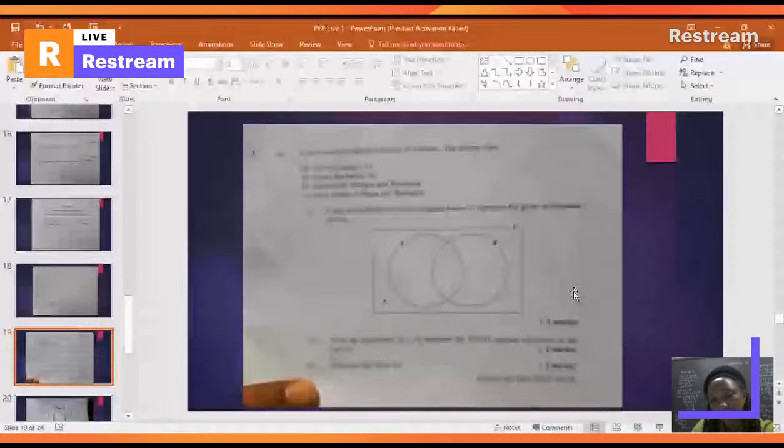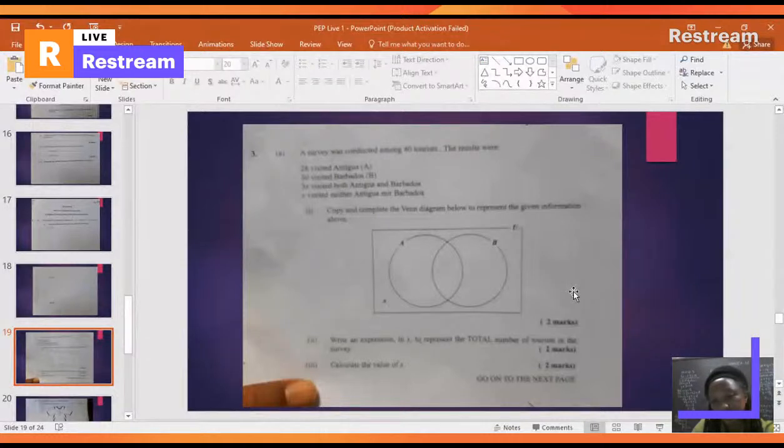Okay. All right, so we simply have to put those figures in the Venn diagram. So it's 40 tourists. 28 visited Antigua. Antigua overlaps Barbados. 3x visited both, so we're going to put 3x in the middle. x visited neither, so x goes on the outside in the box, but not in the circles.